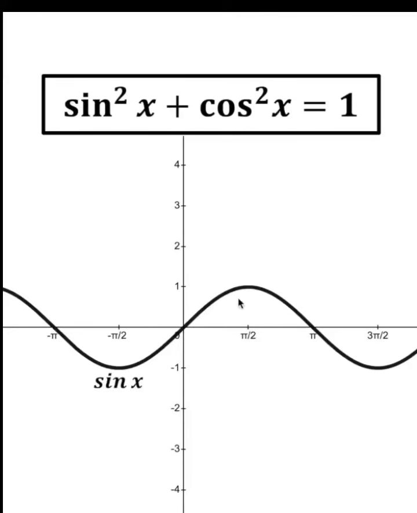Guys, let's visualize sine squared plus cosine squared equals 1. This right here is the graph for sine of x. And this red one is sine squared of x. You'll notice how everywhere where the sine is negative, the sine squared becomes positive.